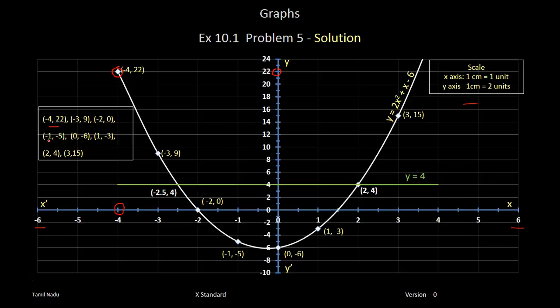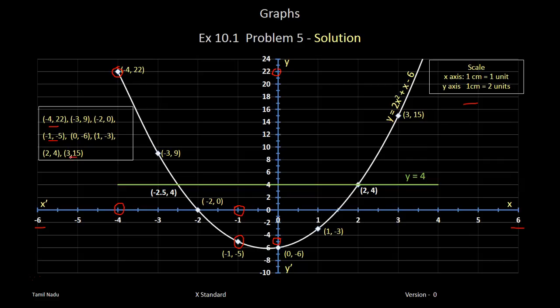Let's take this point, minus 1, minus 5. X is equal to minus 1, right? And then y is equal to minus 5. So this is the point. You come horizontally here and you come vertically down. It intersects at this point. This is minus 1, minus 5.